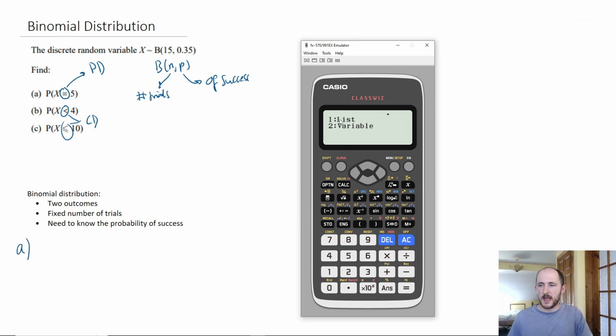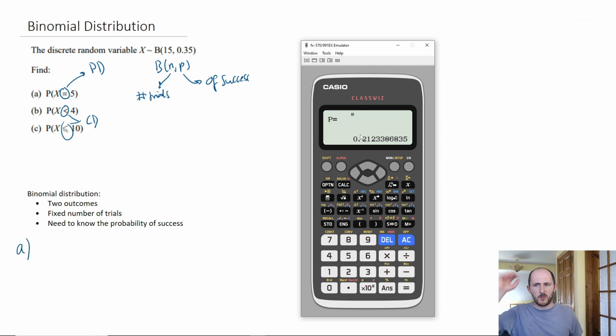So now, list and variable. If they give you a number, choose variable. So what's X? Well, X is the value that we're looking for, which is 5. N is the number of trials, 15. P is the probability of success. I'm done. That can be a 2-mark question in an exam. Done. I've done nothing. I've done no intelligence, no knowledge. Just how to use it on a calculator.